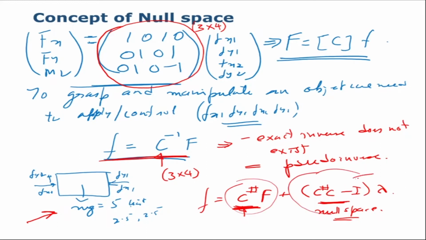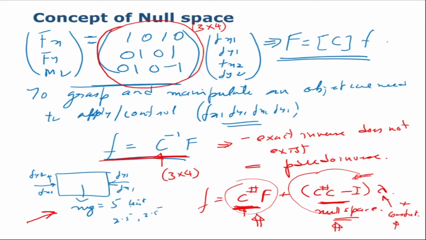Now this part of the solution is basically the null space of C, and there is a positive constant there. So your solution for f consists of two parts. One part is this part, and the other part is that one. Again, there is a constant there. So what it basically means is that you have multiple solutions here. How many? Infinite.